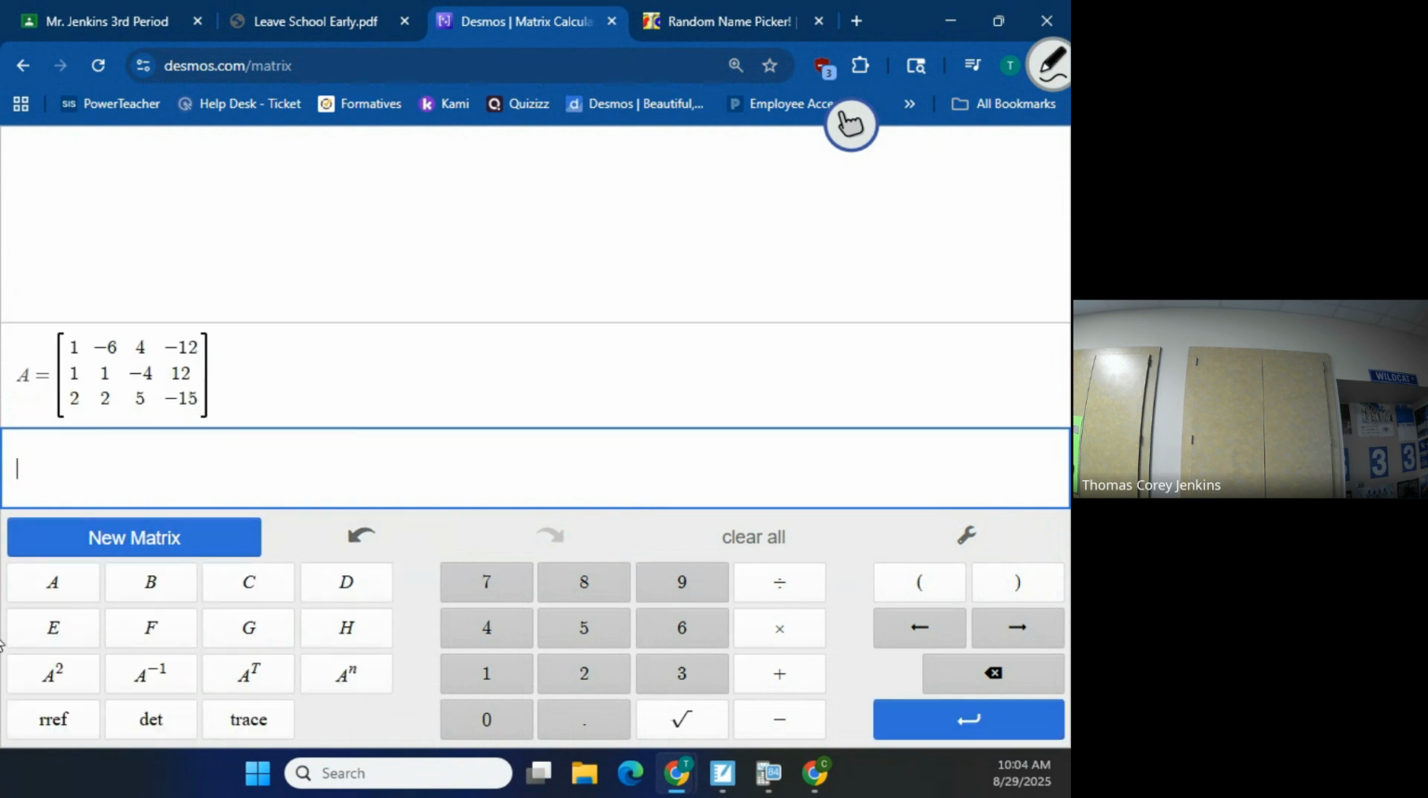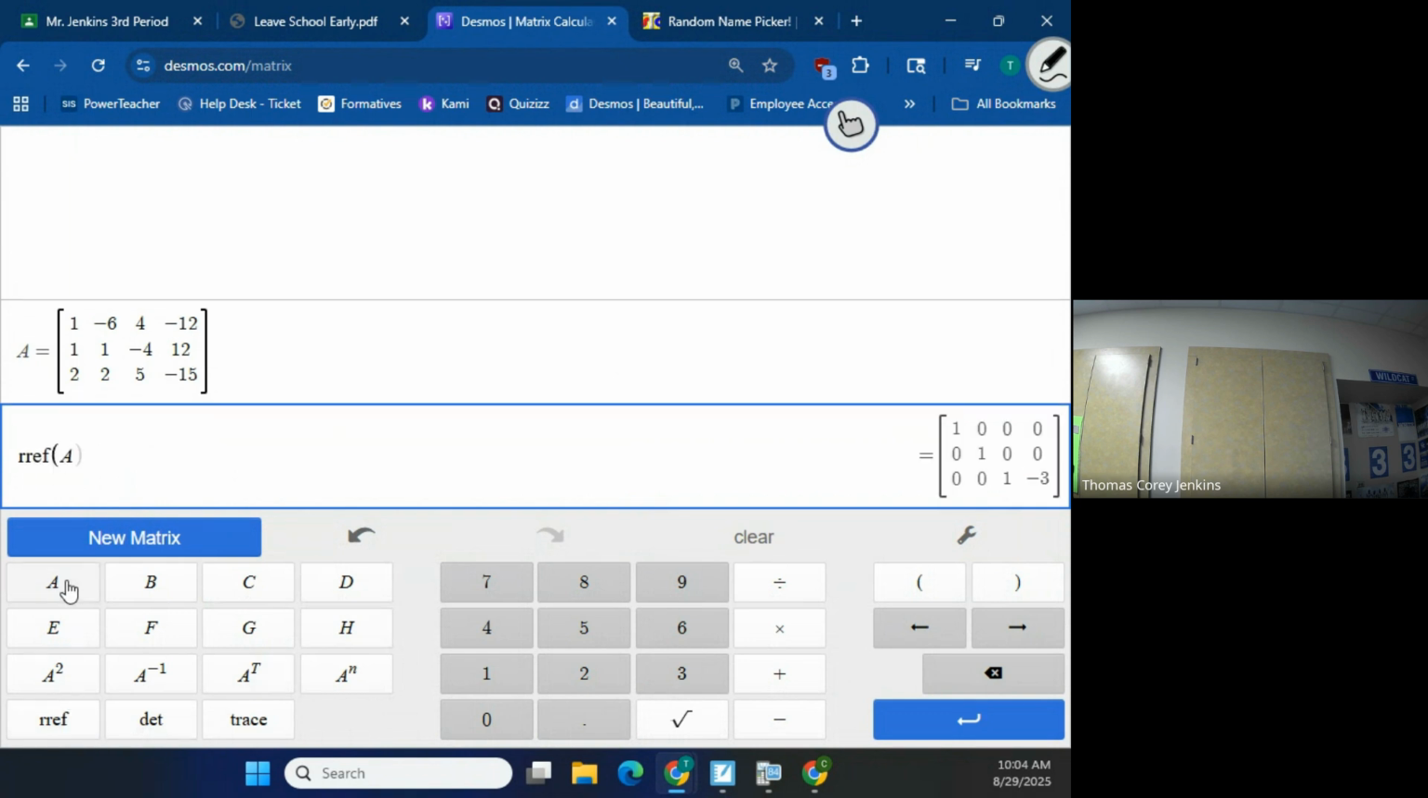All right, so then we RREF matrix A. And there we get that last row. It says a 0, 0, -3.